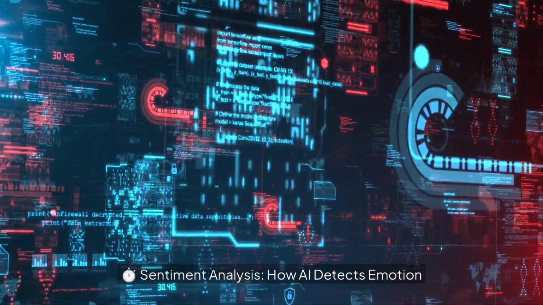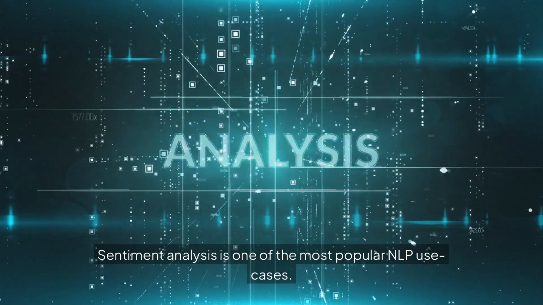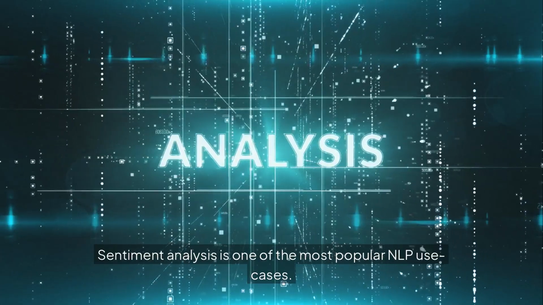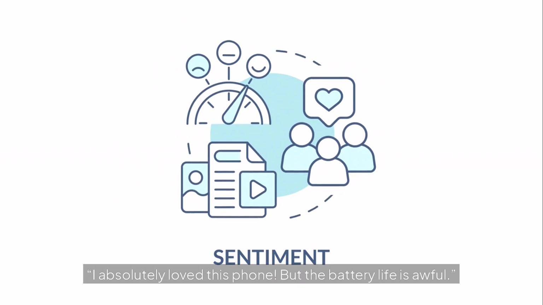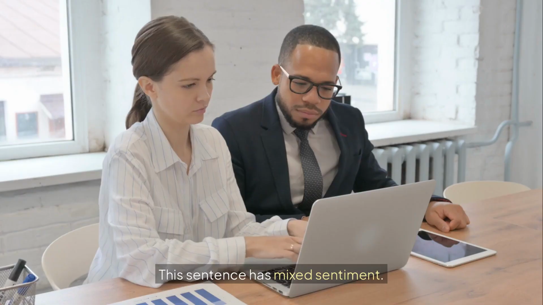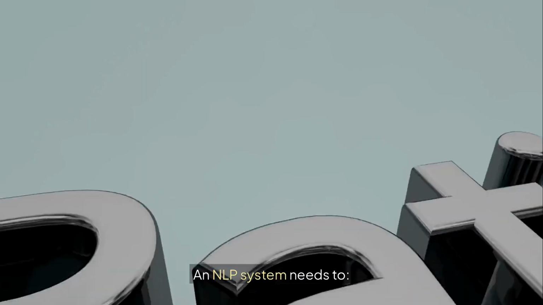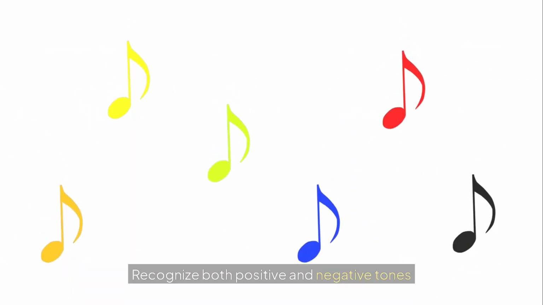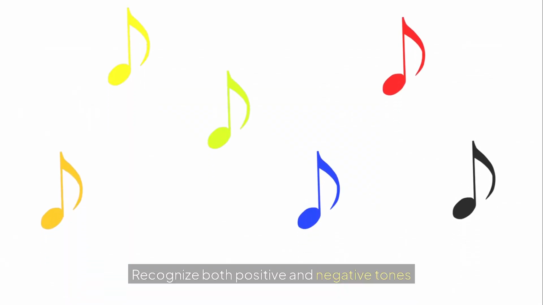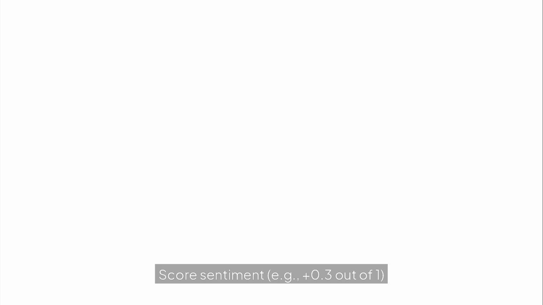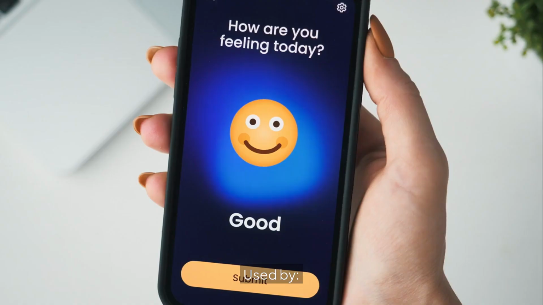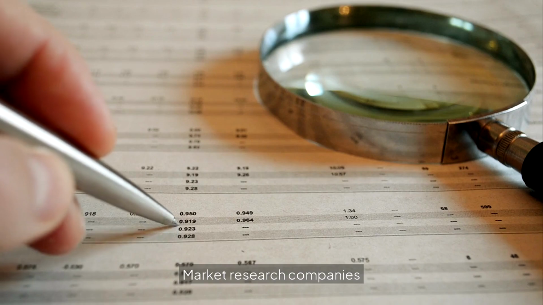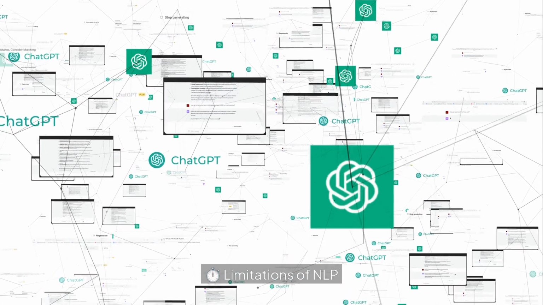Sentiment analysis, how AI detects emotion. Sentiment analysis is one of the most popular NLP use cases. Let's say someone writes, "I absolutely loved this phone, but the battery life is awful." This sentence has mixed sentiment. An NLP system needs to recognize both positive and negative tones, assign correct weight, and score sentiment, e.g., plus 0.3 out of 1. Used by product review tools, political campaigns, market research companies.